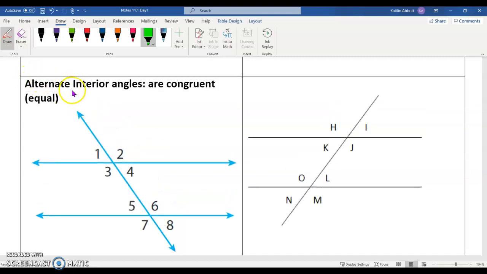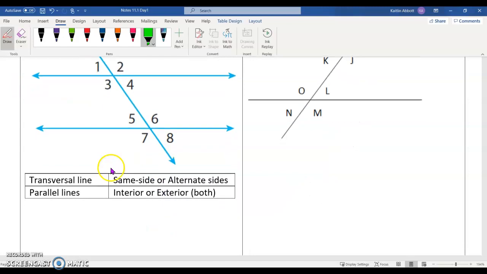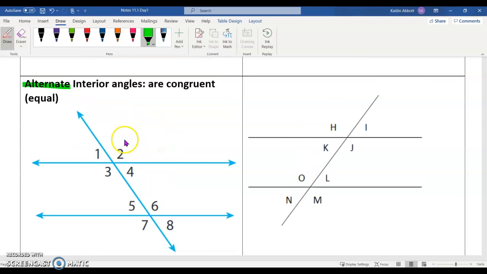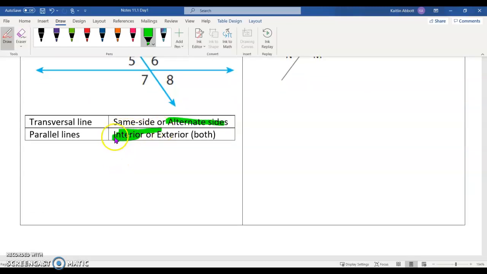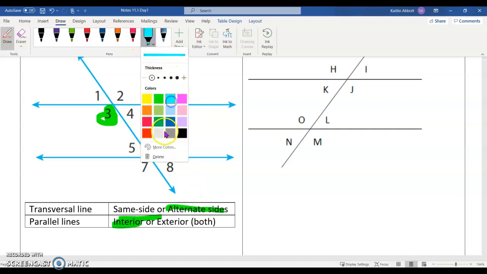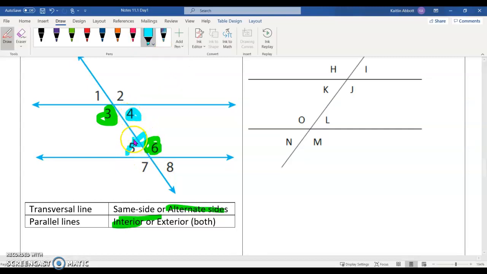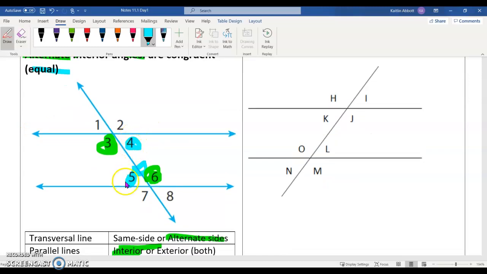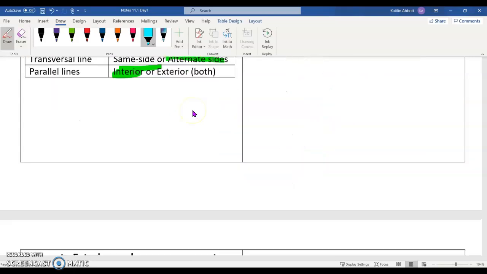Alternate interior angles. Alternate means opposite sides. So there are going to be alternating sides on the transversal, so one on each side. And interior angles. Interior means inside. So alternate means one on each side. So I got 3 and 6. Do you see another set? You got it. 4 and 5. These are alternate interior angles, and they are also equal to each other. So if this was 50, this is 50. That's 116. That's 116. Same thing.